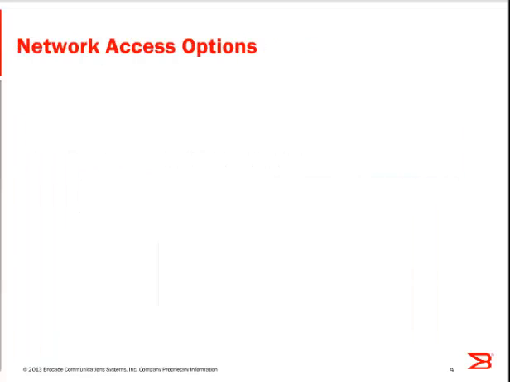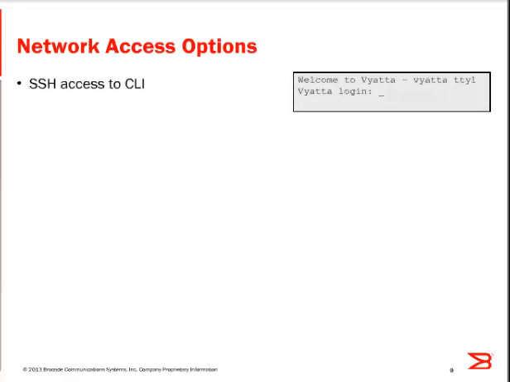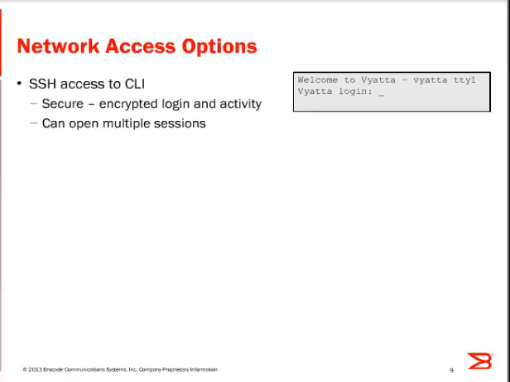For network-based access to the vRouter, you have 3 options. The first method is to use Secure Shell or SSH. SSH provides a secure, encrypted connection for both login and command activity. The vRouter supports multiple simultaneous SSH sessions. Because the connection is secure, vIATA recommends that you use SSH for remote CLI access.